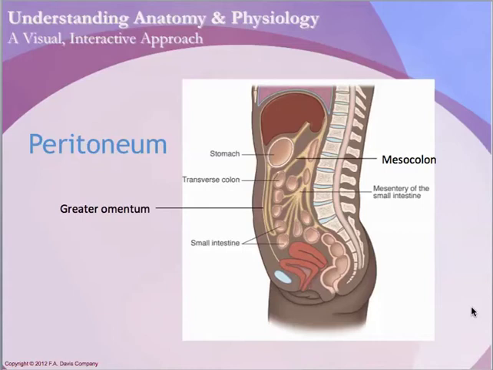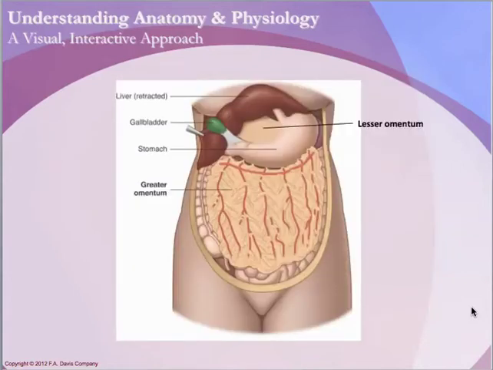We have the greater omentum, which is a portion of the mesentery extending from the greater curvature of the stomach and hanging down over the small intestines like an apron. It plays a little bit of a role in the immune system and the infectious process in the abdominal cavity. Then the mesocolon fixes the colon to the posterior abdominal wall. Here we can see the lesser omentum, and that extends from the lesser curvature of the stomach to the liver. So we have the lesser and the greater omentum.